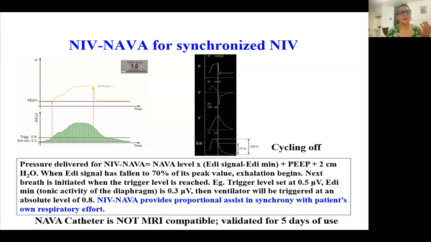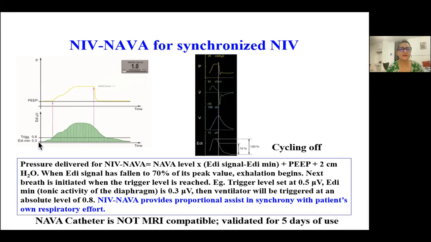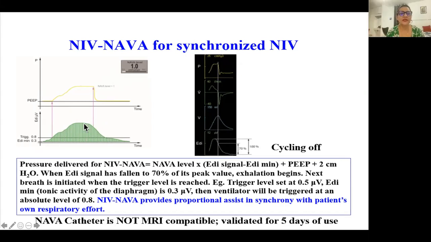The pressure delivered will be equal to NAVA level into EDI signal maximum minus minimum, plus PEEP, plus 2. So it will start giving a pressure when you have kept a NAVA level of 1. And when does it stop? You see this EDI signal going up and then coming down. When the EDI signal falls to 70% of its peak value, that is the time when it stops and expiration begins. So how the trigger occurs, I hope you understood. You kept the trigger of 0.5, but it will start triggering at 0.5 plus 0.3, the minimum EDI, that is 0.8. And it will continue and increase proportional to the NAVA level you have kept.